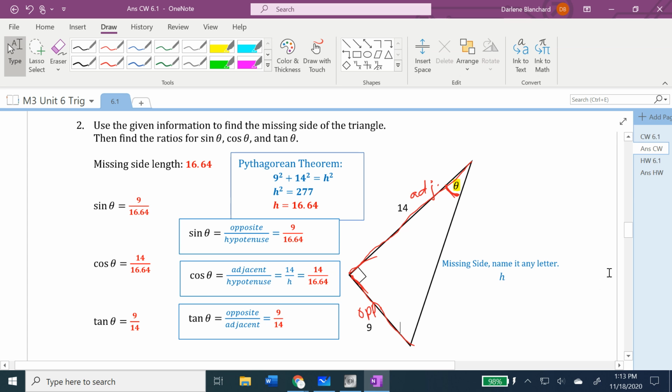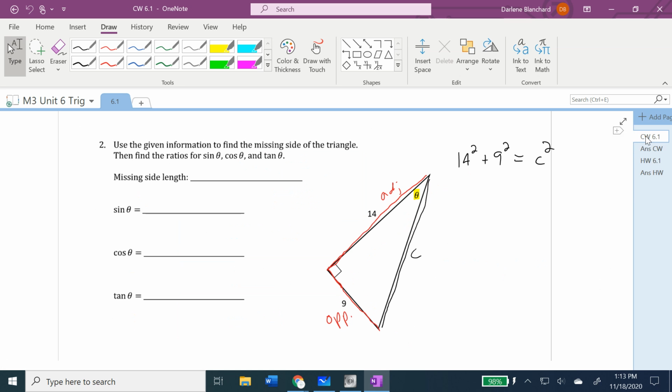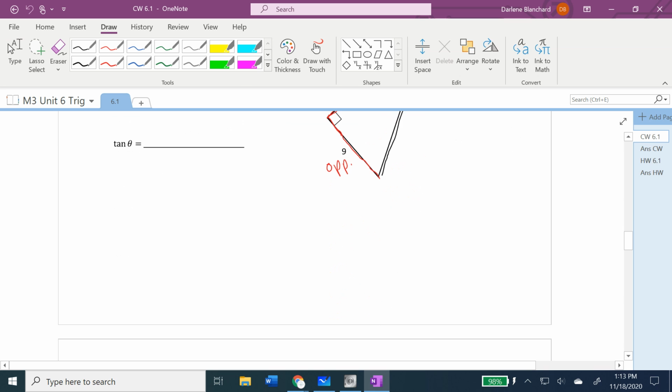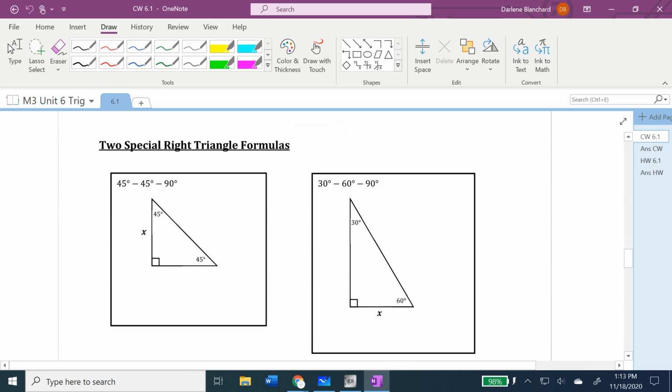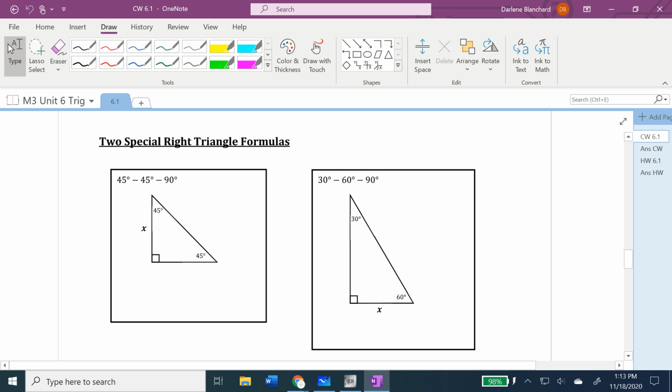All right. Then let's go on to the next bit. Special right triangle formulas. Do you guys remember these? Now, I want to talk through where these formulas come from. Maybe some of you already know, but I'm going to go through them just to make sure.